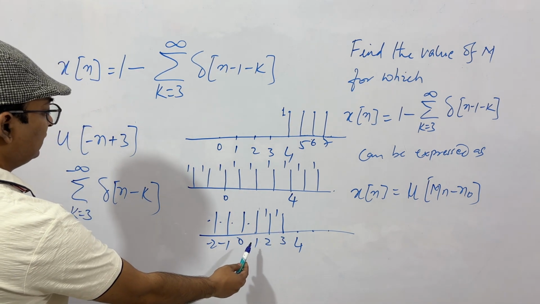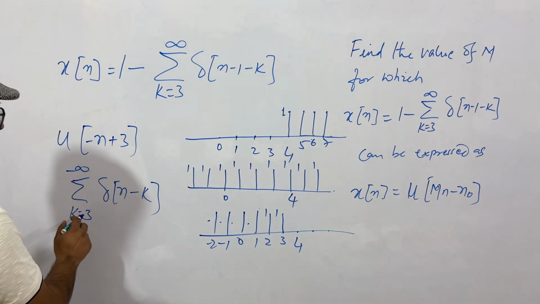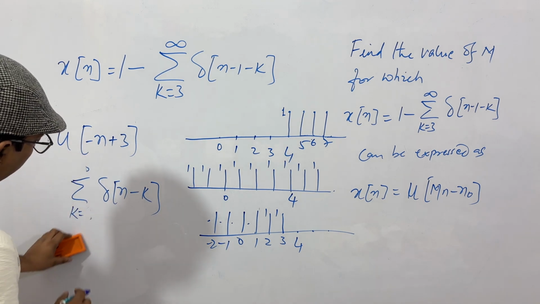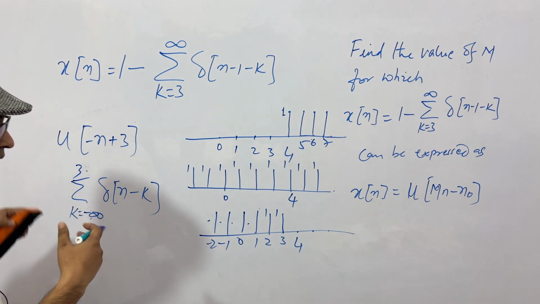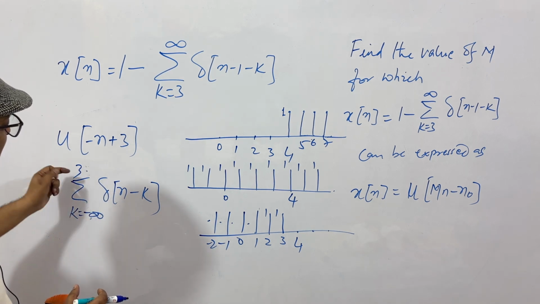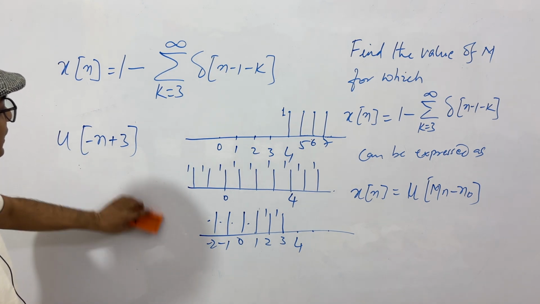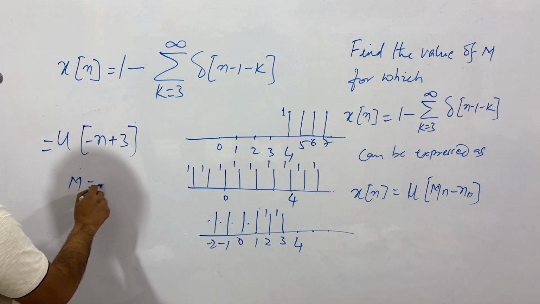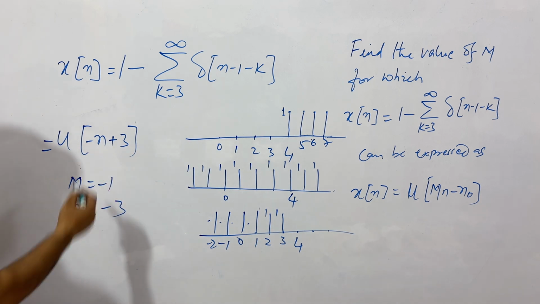Then, no. This is 3 to infinity. So you cannot put 4. Then you will put 2. Or you can express it like this, k from minus infinity to 3. So 3, then 2. This looks more correct. That was also correct, but you are able to understand it. At 3, it is n minus 3. At 2, it is n minus 2. So it is the decreasing part. So this signal is basically u of minus n plus 3. So now you understand what m is. M is minus 1, and n0 in mn minus n0: n0 is also minus 3 because this is plus.